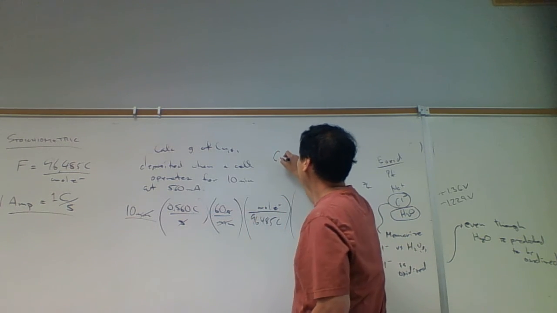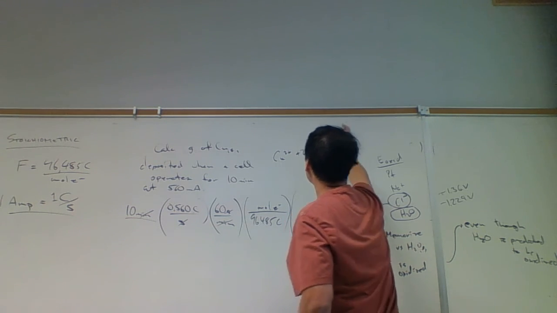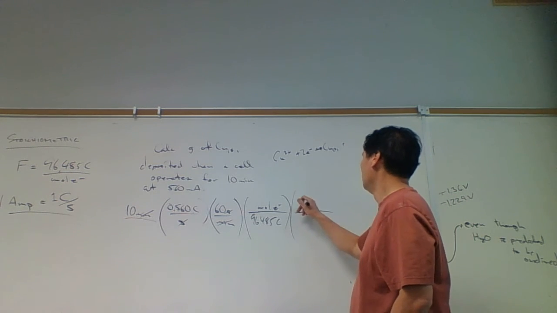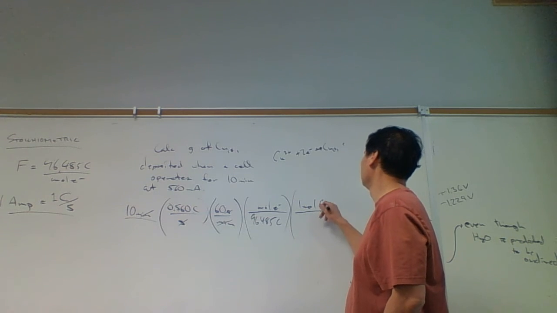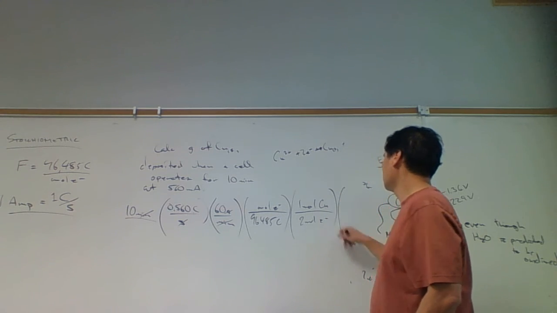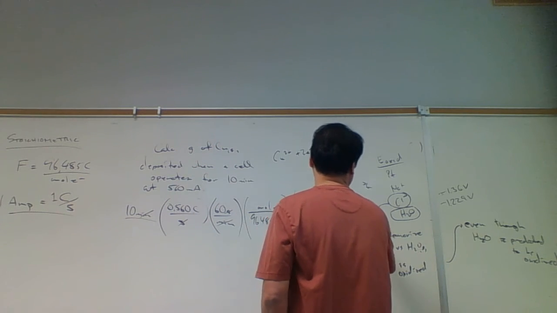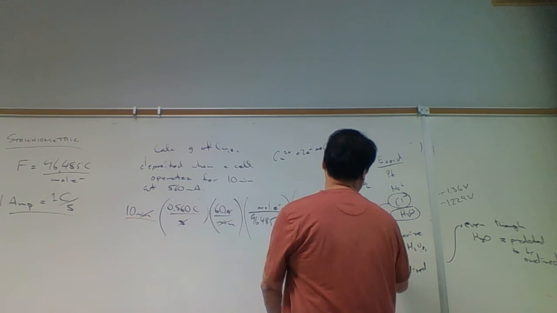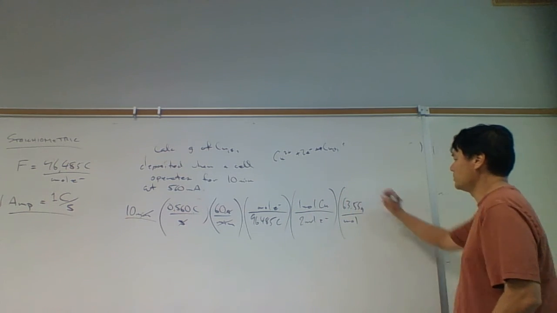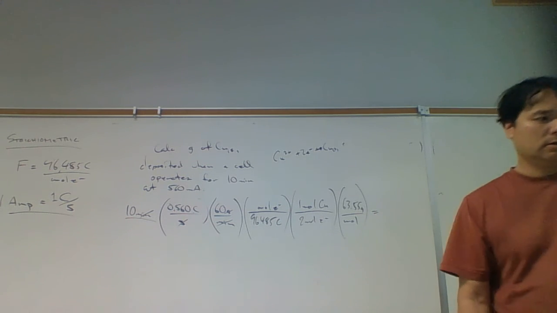And then I need the half reaction. Copper 2 plus 2 electrons goes to copper solid. And so this is going to be one of the half reactions that occurs. So we see the balance here. That is 1 mole of copper solid here for every 2 moles of electrons. And then copper weighs 63.55 grams per mole. And so we can do cell stoichiometry like this. That is, we can go from time to coulombs to moles of electrons, and so on.